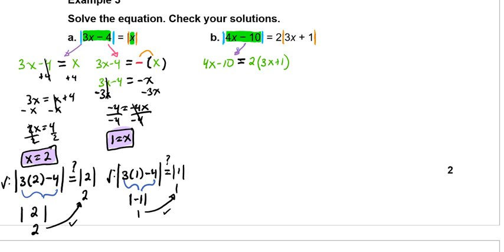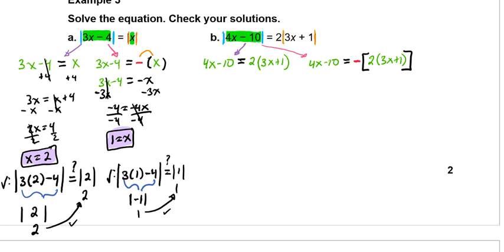Right? And then we have to do it a second time, where we're going to take that 4x minus 10 and set that equal to a negative 2 times 3x plus 1. So let's work out our equation on the left first.